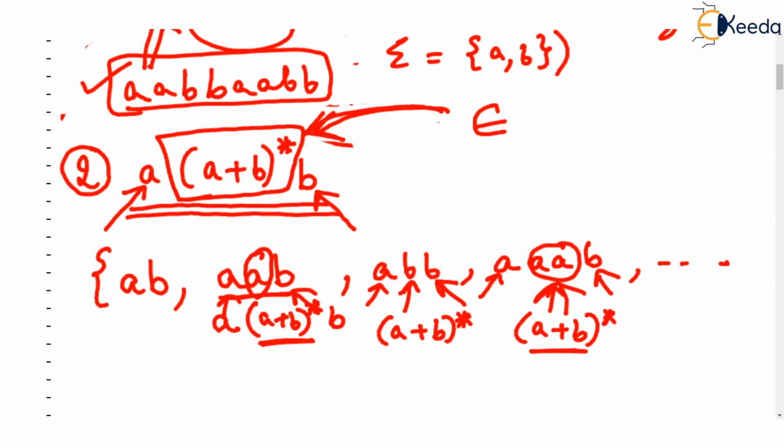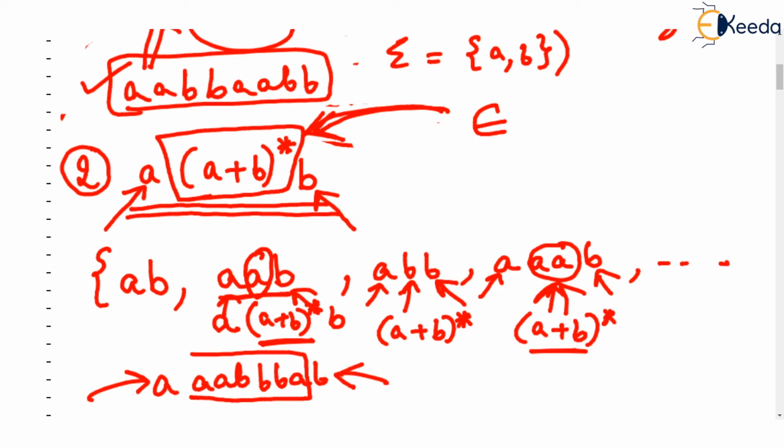So will there be a string like this? You watch. ABAB. Yes, of course. First A, correct? Last B, and what about this component, which I am marking here? This is in (A+B)*. So (A+B)* is responsible for accepting this component.